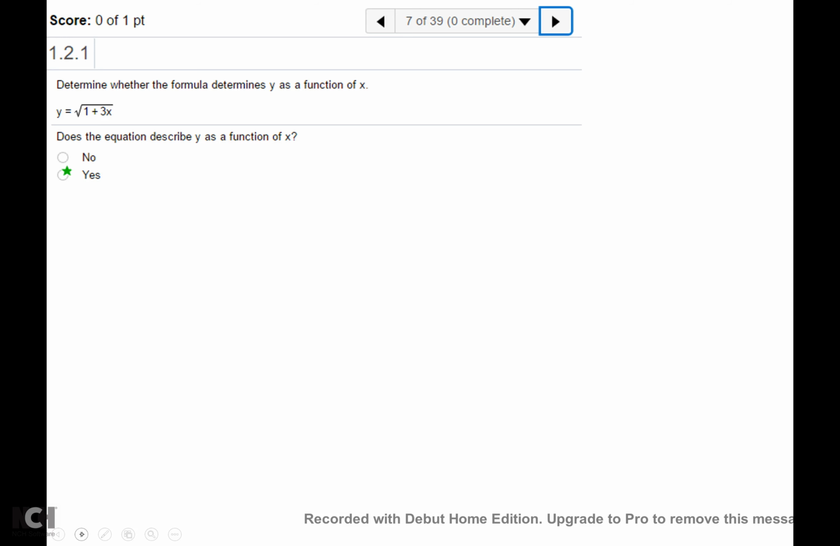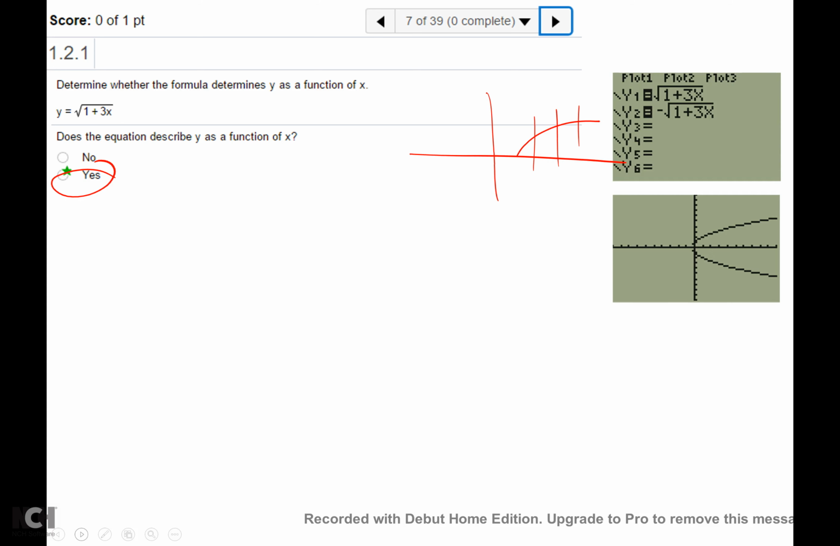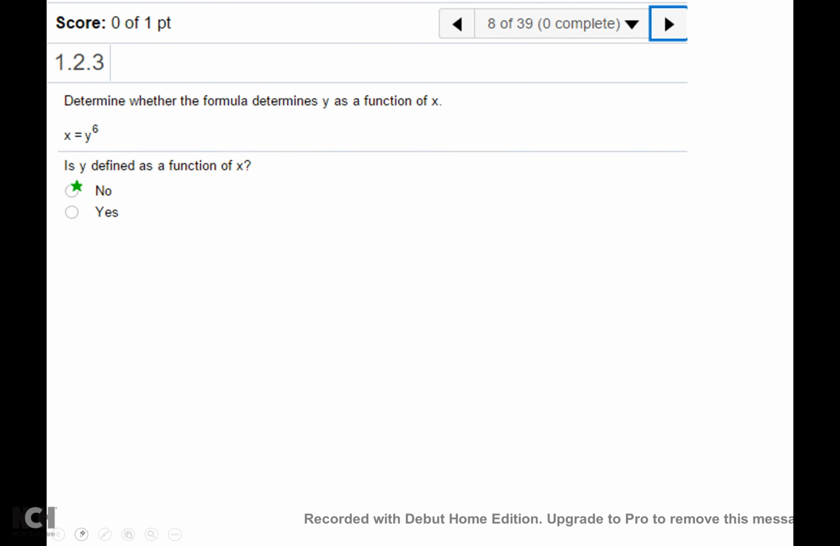Okay. Alright, so it says determine whether the formula determines y as a function of x. This is a square root function. I don't know where it's at, I mean I can figure it out, but I know a square root function looks like this. That passes the vertical line test, so yeah. And you can see I graphed it. Now if you did the plus or minus, it wouldn't be a function, but if you just are talking about the positive one, then you're just talking about the first half, and yes. But if you were really talking about a square root function, which is plus or minus, that wouldn't pass. So be careful.